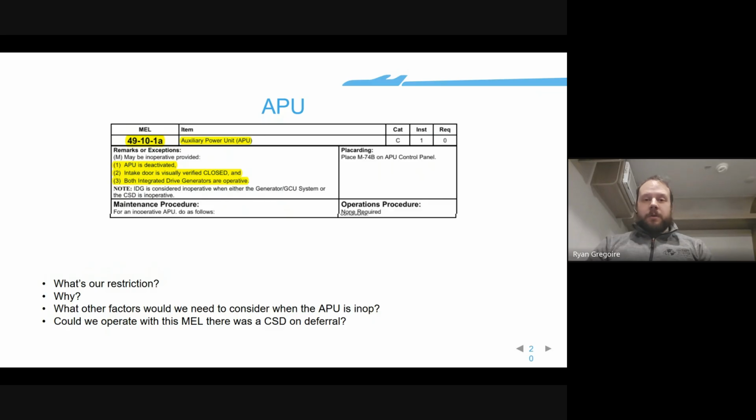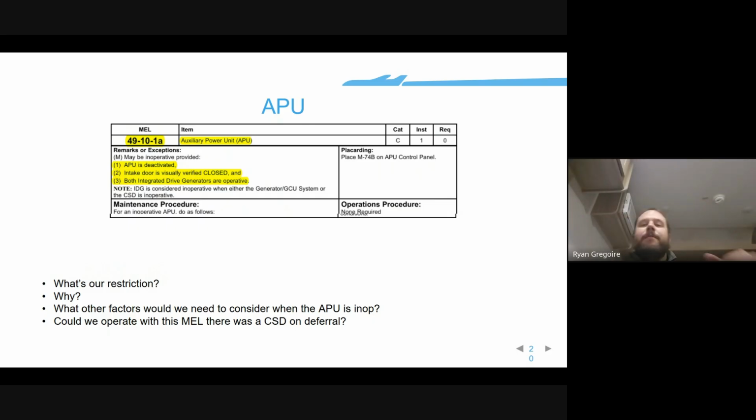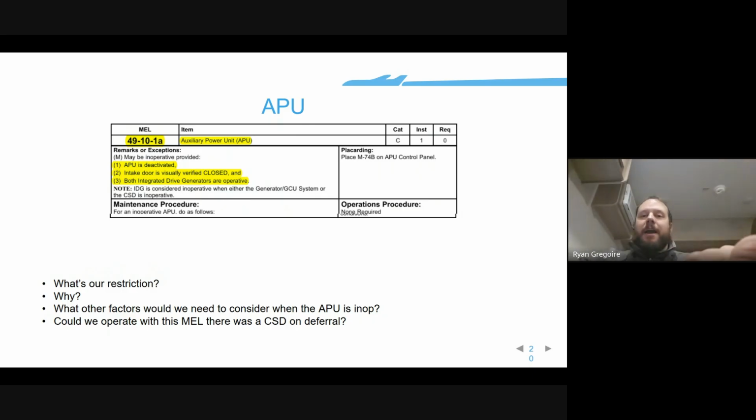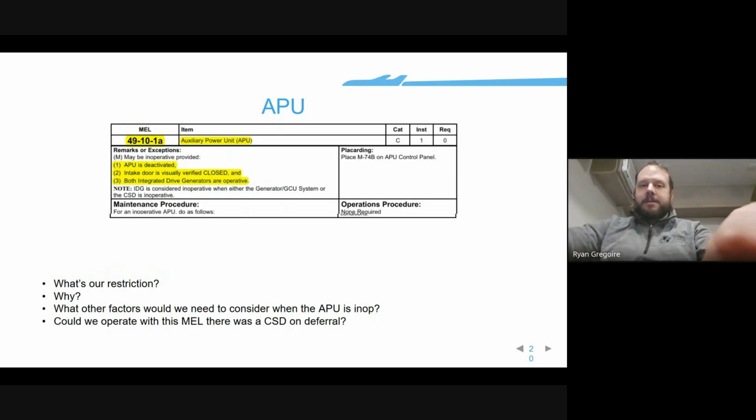So that's going to be the big one. Again, with it being the APU, it being a generator, anytime we have a deferral on the electrical system, we can't have any other deferrals on the electrical system. So if the APU doesn't work, the IDGs have to work. If the IDGs don't work, the APU has to work. Can't be both.